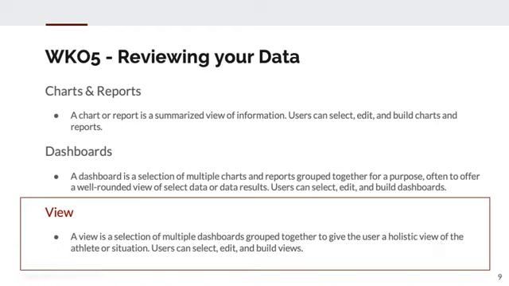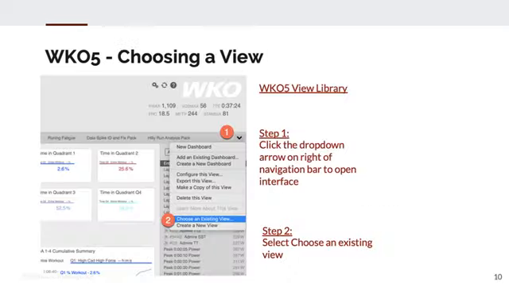So let's keep it simple, right? You have charts and reports in WKO. Put a bunch of charts and reports together in a dashboard. Now you have a dashboard. Put a bunch of dashboards together for a purpose, and now you have a view. And the system pretty much works like that. It's all view driven. You can choose views. It's a pretty simple process.